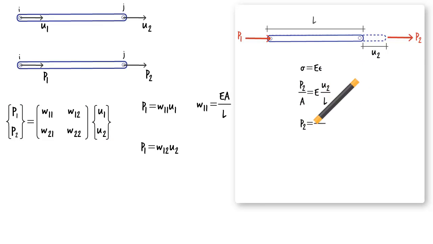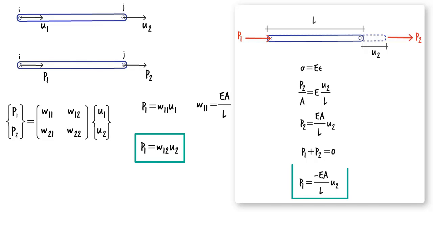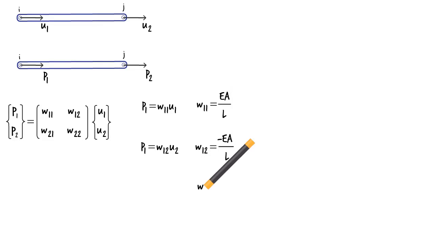or, since the force equilibrium must be maintained in the member, P1 equals negative P2, or, comparing these two expressions, we can see that W12 equals negative EA over L. We can determine W21 and W22 in the same manner.